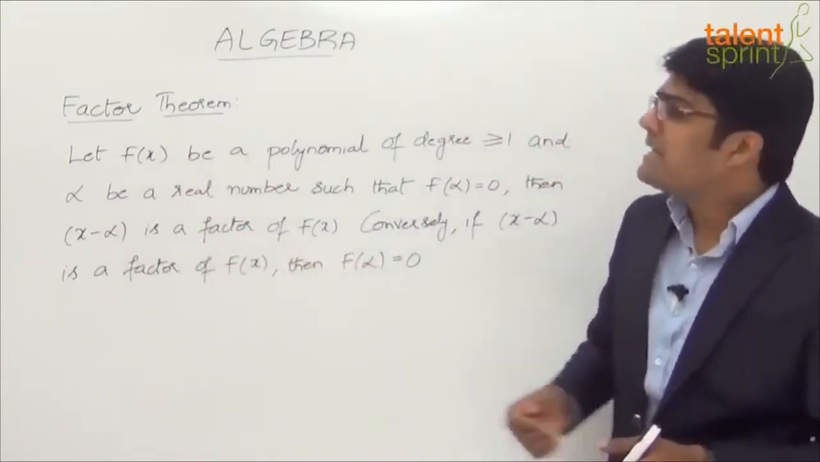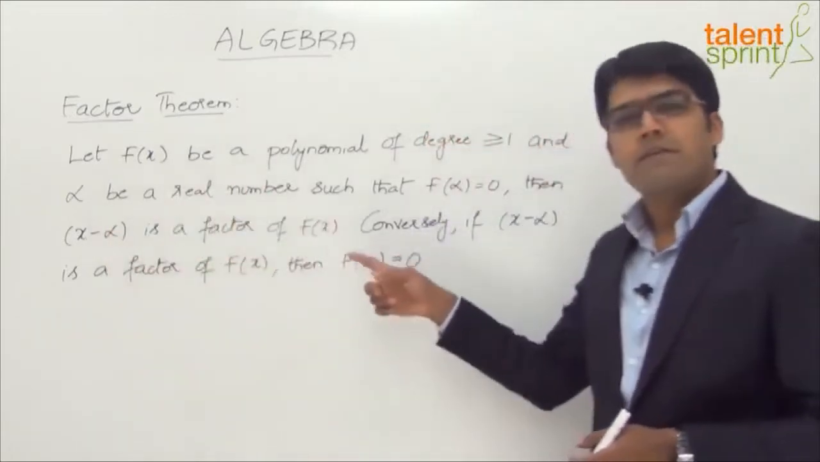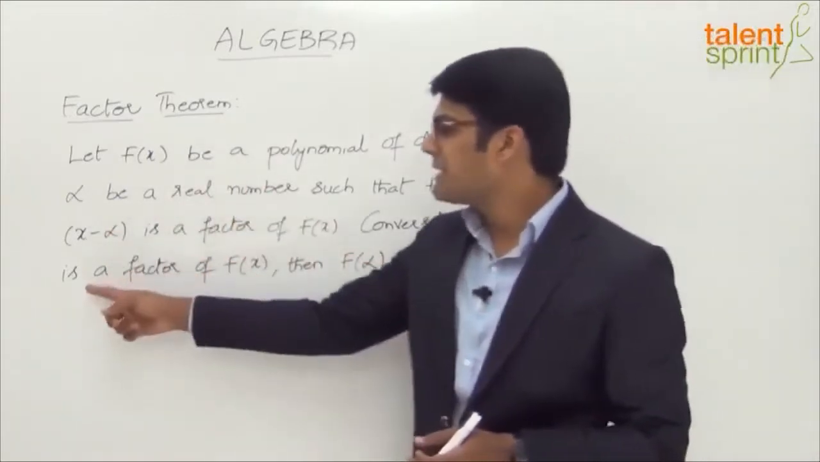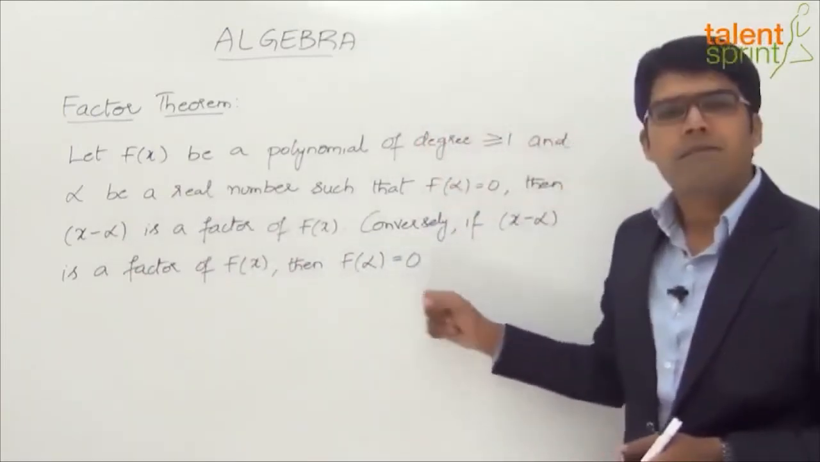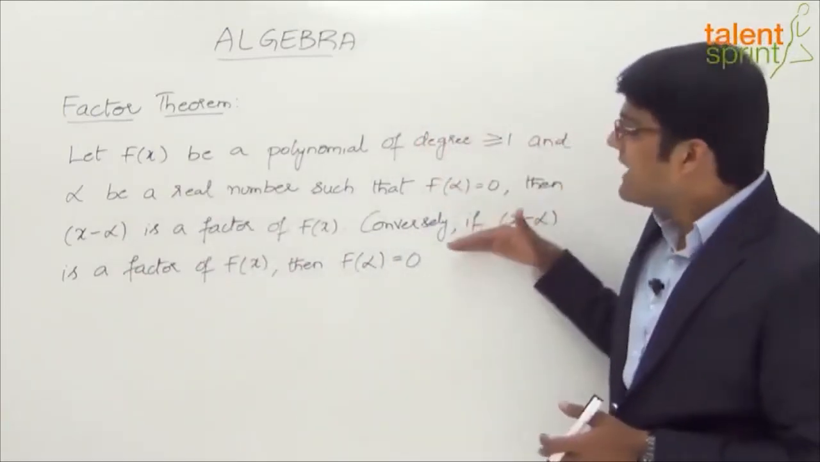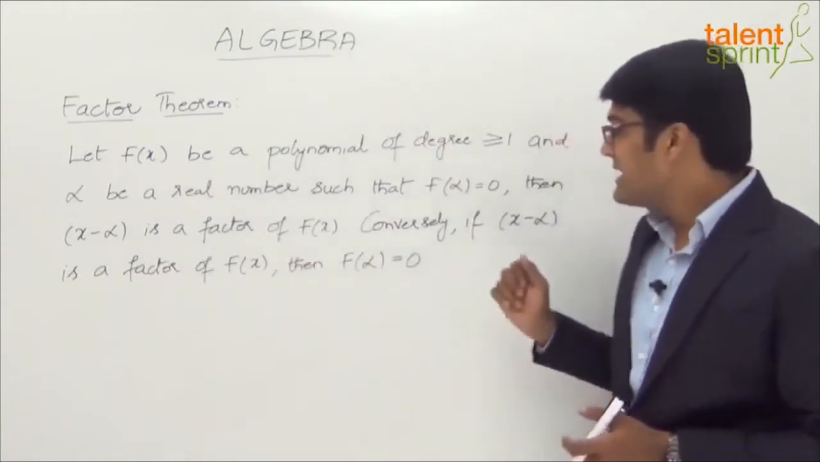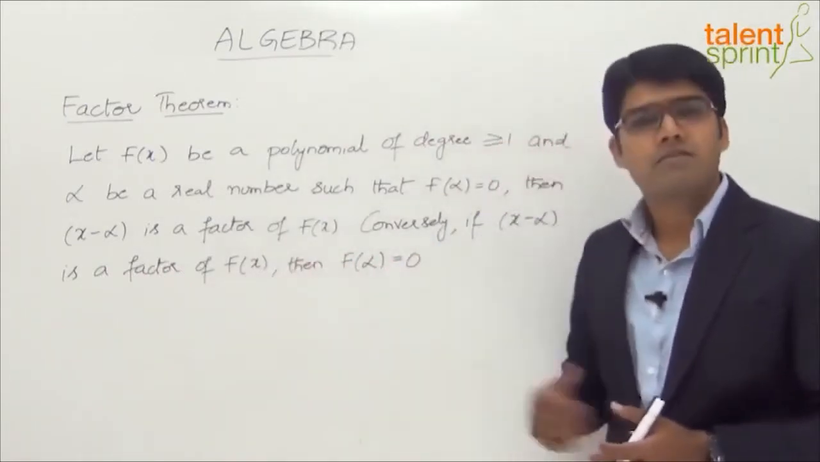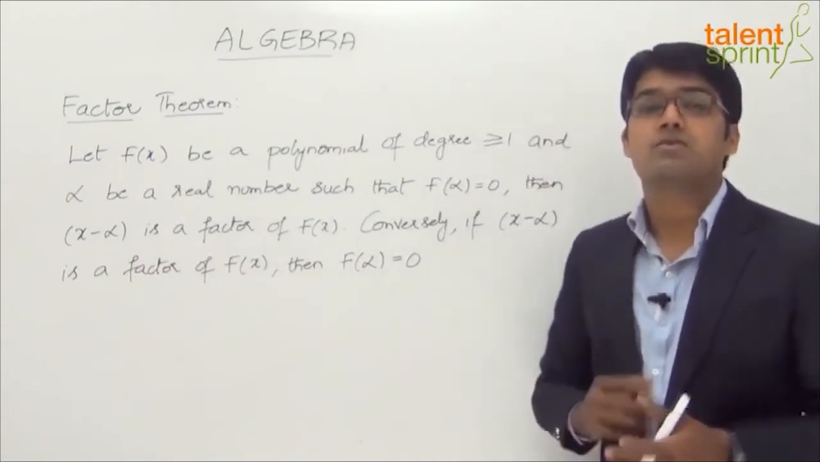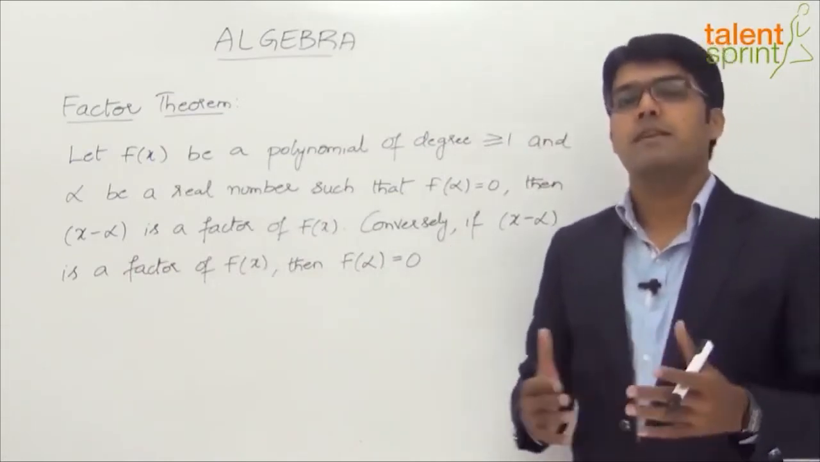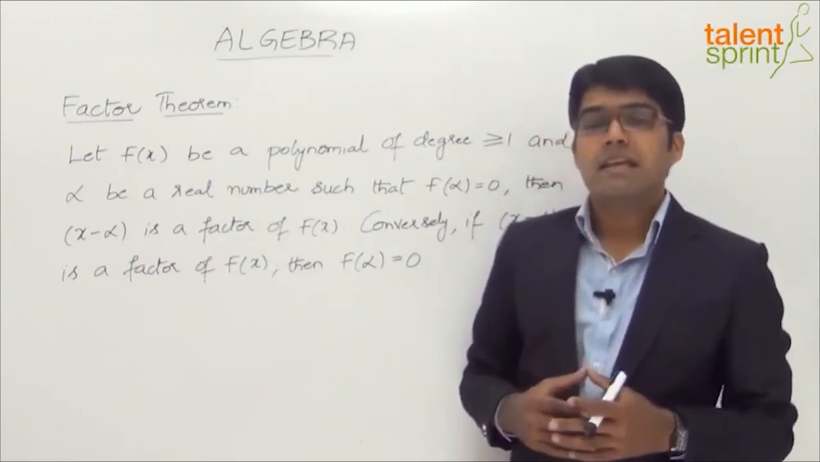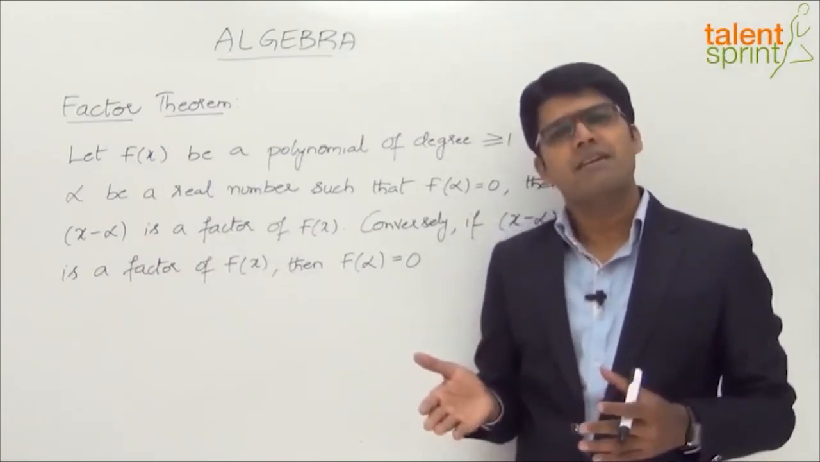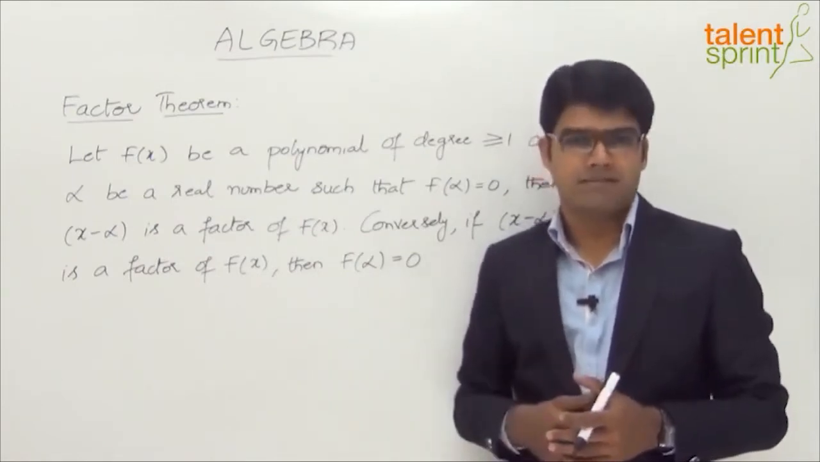Conversely, we can also say that if x minus alpha is a factor of f of x, then f of alpha has to be 0. If you observe the latter part of the statement here, it says if x minus alpha is a factor of f of x, then f of alpha is equal to 0. This corresponds to the remainder theorem. We very well know that as per the remainder theorem, if a polynomial f of x is divided by x minus alpha, then the remainder is f of alpha.